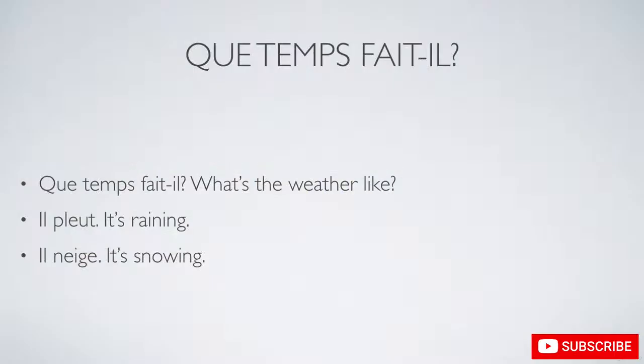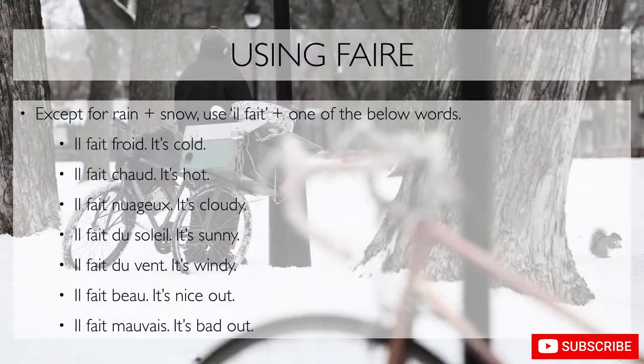So moving on, we're going to talk a little bit about the weather. How do you ask about the weather? We would say, que temps fait-il? What is the weather like? Some typical responses you hear are il pleut, which means it's raining, or il neige, which means it's snowing. So il pleut and il neige are different from what we're going to talk about today in terms of the other weather, but when you say it's raining or it's snowing, we would use il pleut or il neige, and I'll talk about why in a little bit.